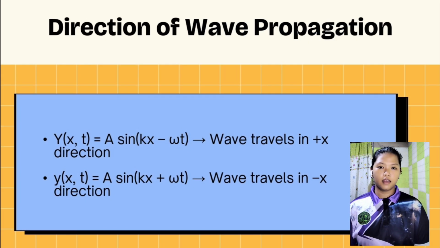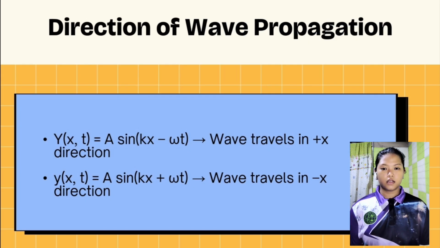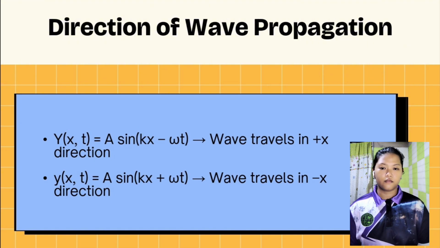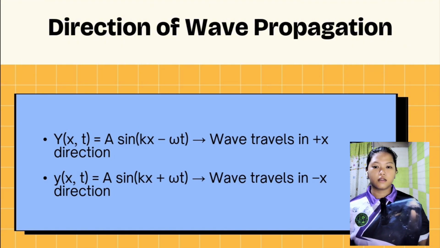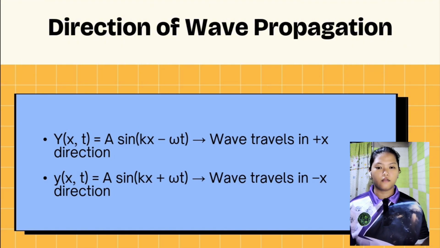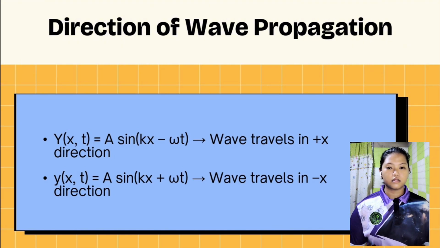At this part of the lesson, we will see the formula we use for the different directions of the wave. If the wave travels in the positive x direction, it moves to the right, while when the wave travels in the negative x direction, it moves to the left.